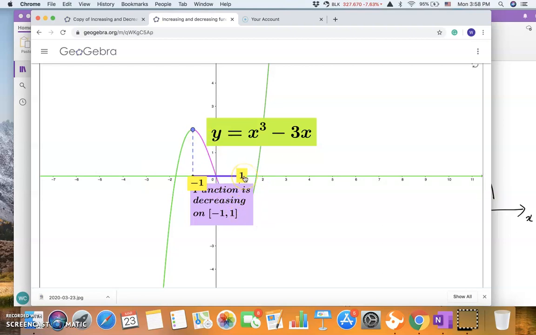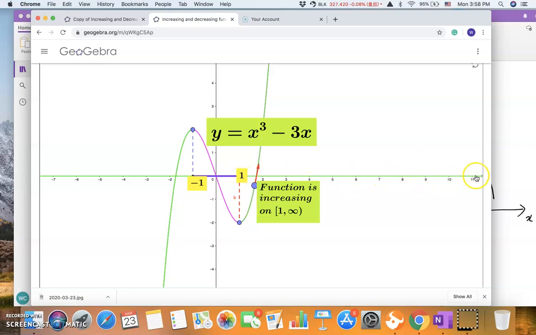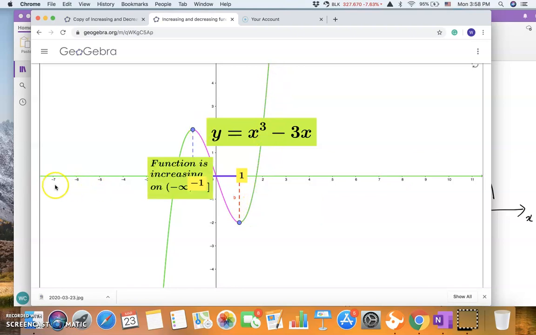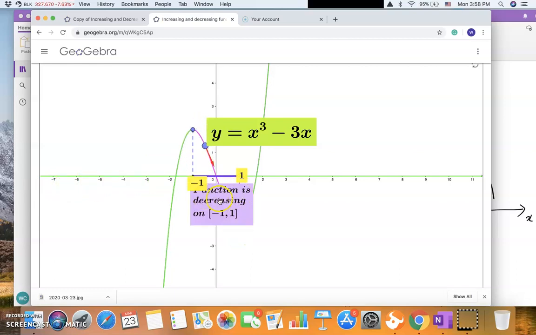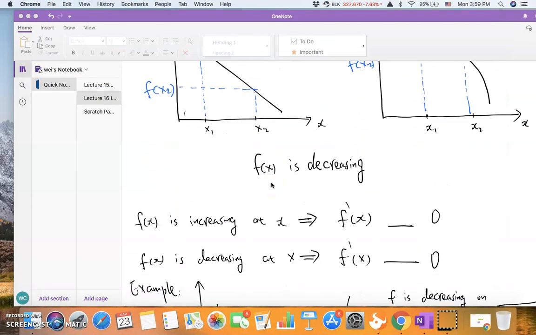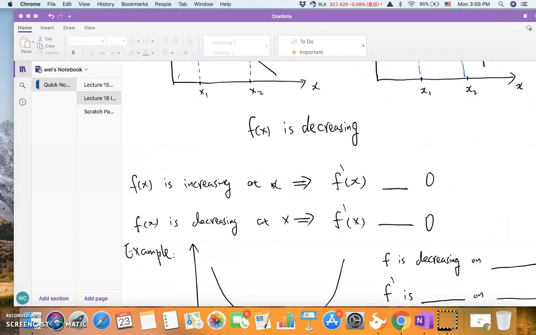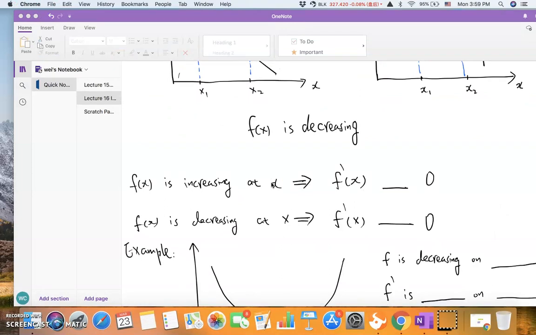And when I move from 1 toward positive infinity, the graph goes up again. Okay, so that's why this function has two intervals of increase and one interval of decrease. Okay, now let's see how we can relate this property to the derivative.